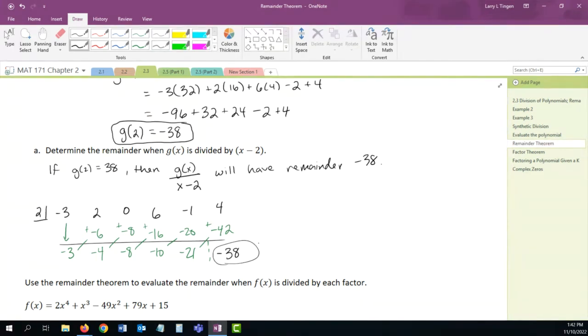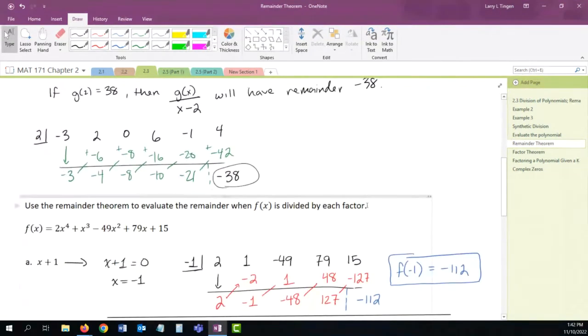And this theorem works both ways. You'll see that it's got 2 lines. If the remainder from synthetic division is -38, then evaluating the function at 2 gives you -38. If you evaluate the function at 2, then you can perform synthetic division with the binomial and you'll find a remainder of -38. All right, so that's the remainder theorem. And again, anything you see me skipping in here that's already done, that's on the video.